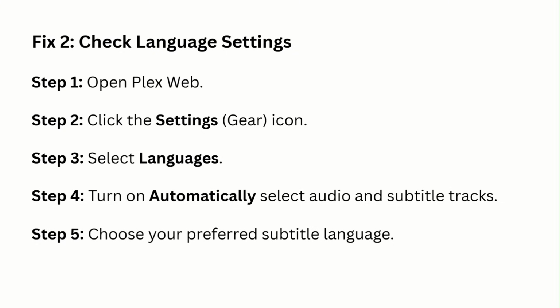Fix 2. Check language settings. Open Plex web and click the settings gear icon. Now select languages and turn on automatically select audio and subtitle tracks. Now choose your preferred subtitle language.